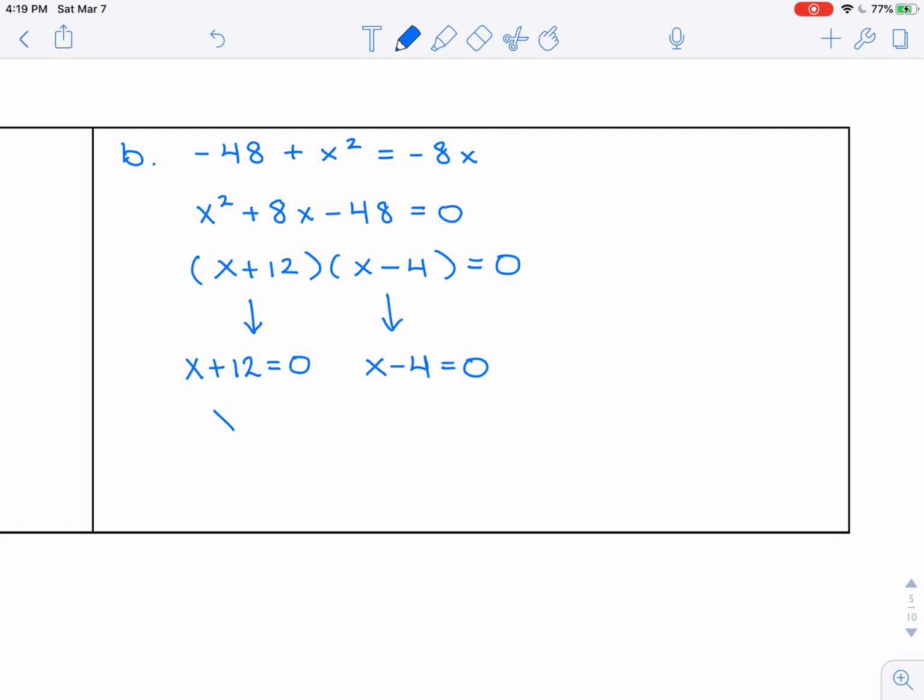The first equation, I get x equals negative 12. The second one, I get x equals 4. Those are my two solutions. That's it for the notes part.